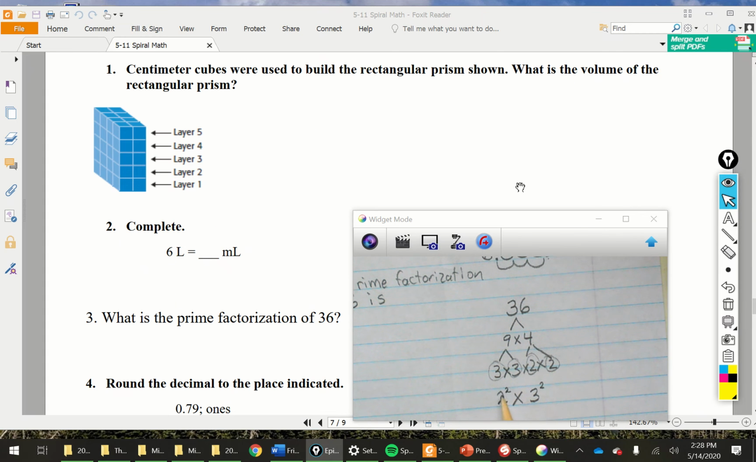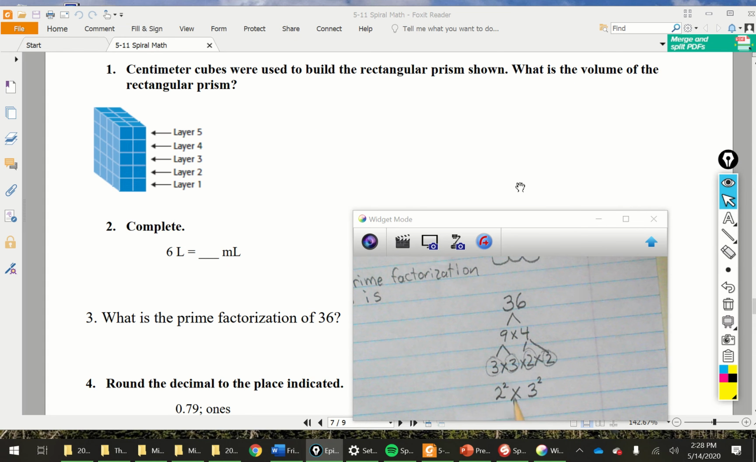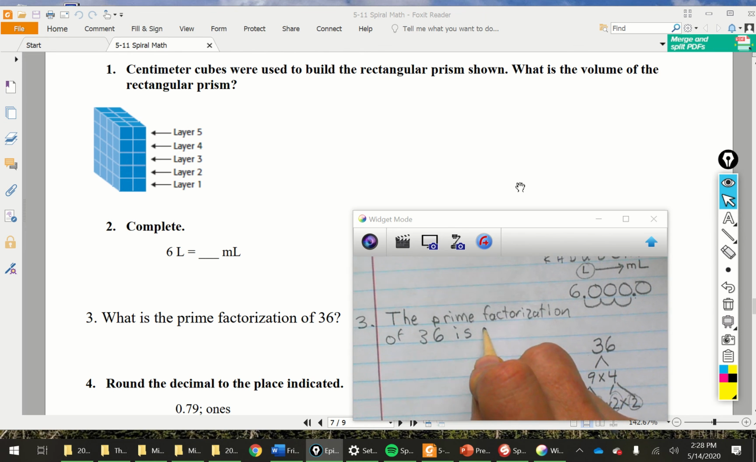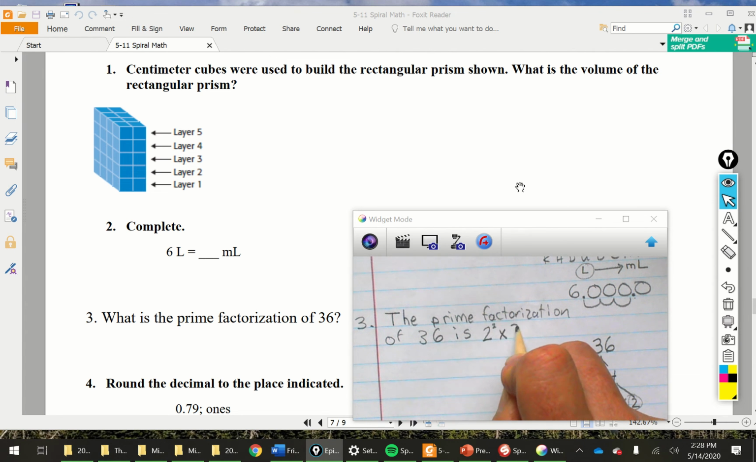And I can check this. 2 times 2 to the second power is 4. 3 to the second power is 9, which is the same as right up here, 9 times 4. So my prime factorization of 36 is 2 to the second power multiplied by 3 to the second power.